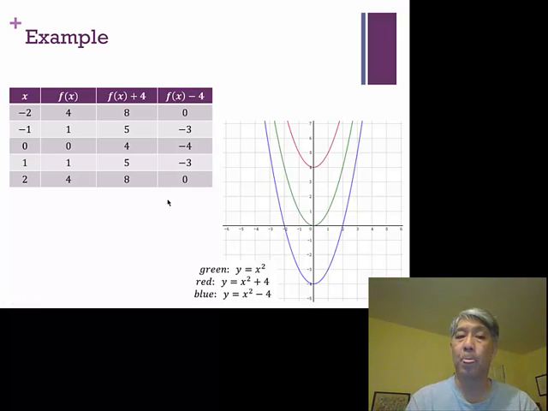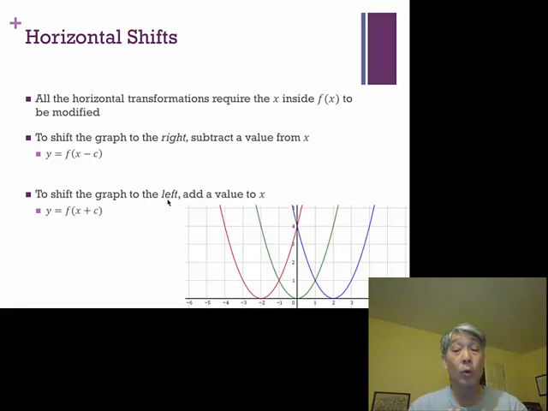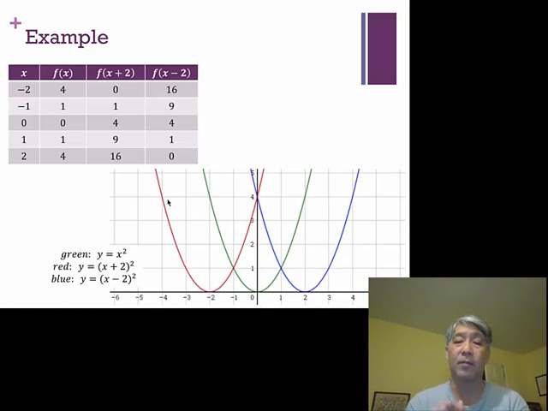Horizontally it's a similar concept, but now we're going to change the x inside of f of x. So to shift the graph to the right, I'm going to subtract the value from x, x minus c. And to shift the graph to the left, I'm going to add a value to x. So let's see how that works in table and graph form.